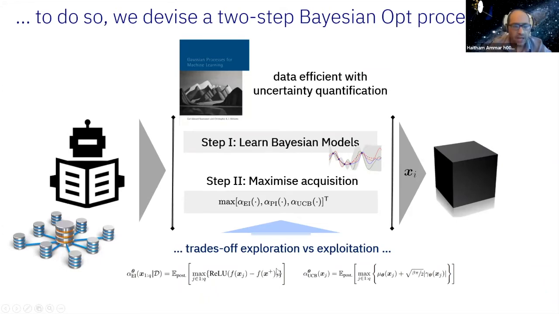So f of x plus is the best I know in my data. f of xj is my prediction about what the function would do in point xj, given my model. And then I try to maximize that. So I try to find an x to try that maximizes or has a high expected potential to improve over the current function value. As a choice of the model, we will also use a Gaussian process.